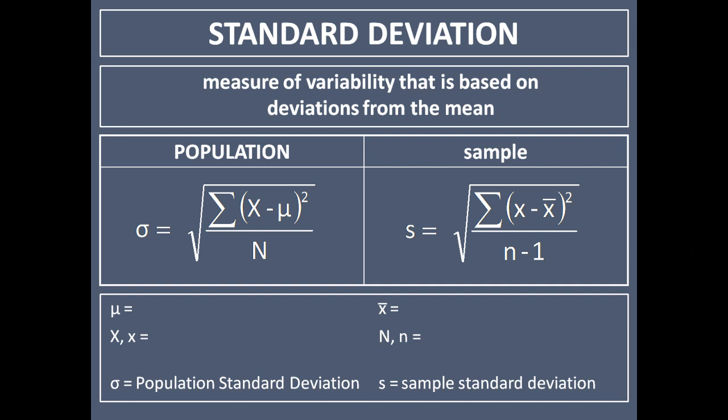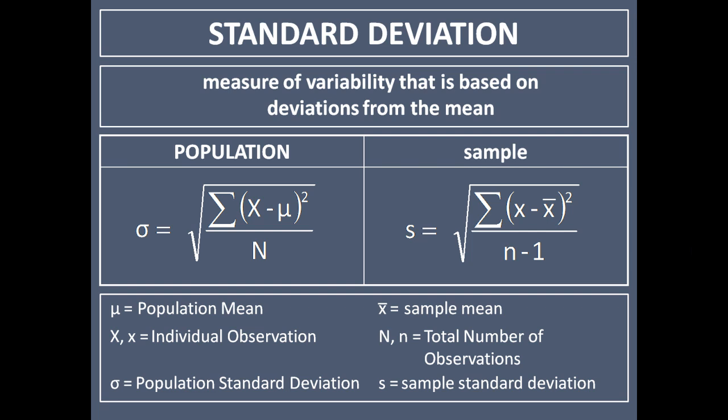So recapping those symbols. From our measures of central tendency lecture, we learned that mu referred to population mean, x bar referred to sample mean, x an individual observation, and n the total number of observations that we have.